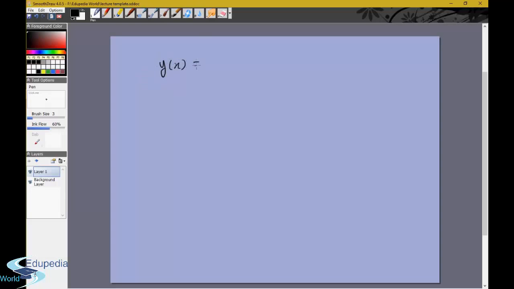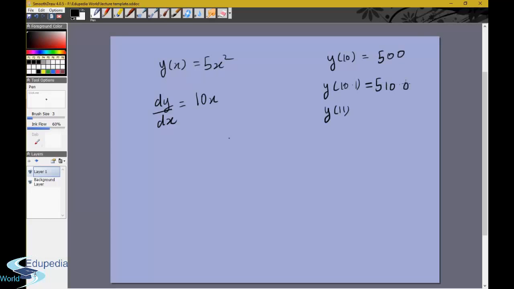So let's say now y of x is equal to 5x squared. And we know the value of y of 10, which is 500. Right. And let's say we want the value of y of 10.1 and y of 11. So what we can do is dy by dx is equal to 10x. Okay, if you were to calculate the exact value, this would come out to be 510.05 and this would come out to be 605. Right, you can put it and check.